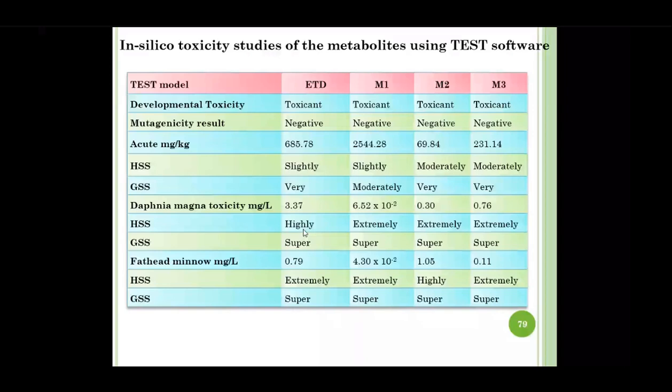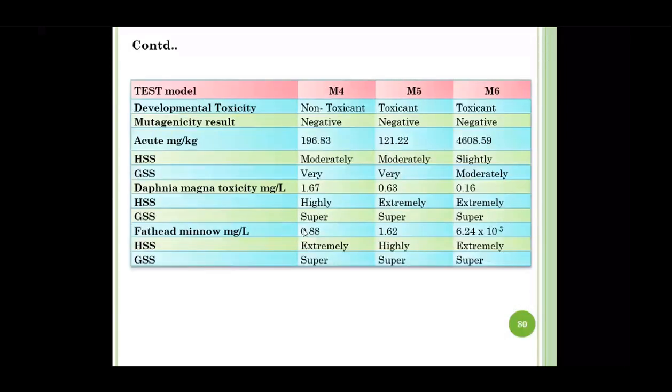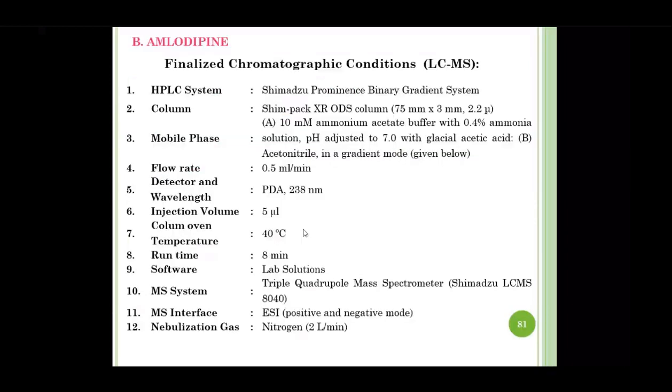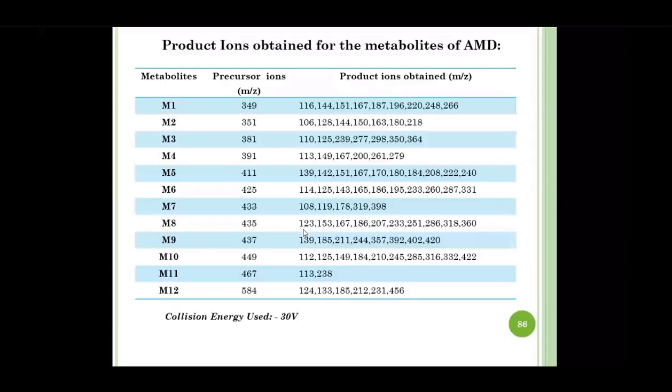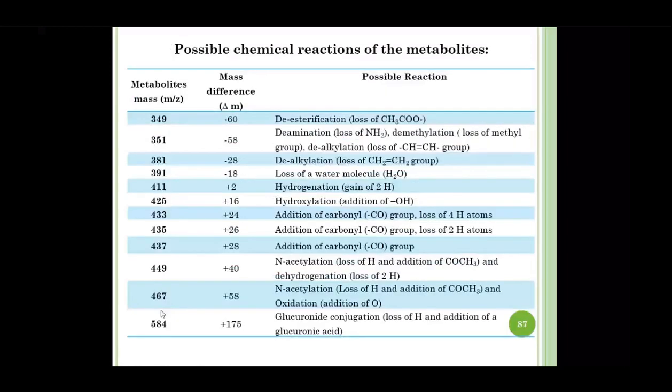This is amlodipine. The mobile phase used for analysis of metabolites, etc. is here. We got metabolites in various modes, and we found 12 metabolites for amlodipine, and many of these metabolites were reported for the first time. We found out the structure of these metabolites. These are all product ions which are formed, and from the product ions we could find out the structure of all these 12 metabolites. Wherever it was possible, we used NMR for confirmation. So these are structures of various metabolites: M1, M2, M3, M4, M5, M6, M7, like that.